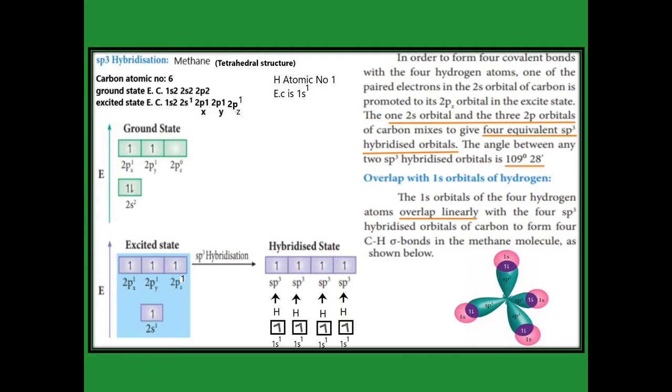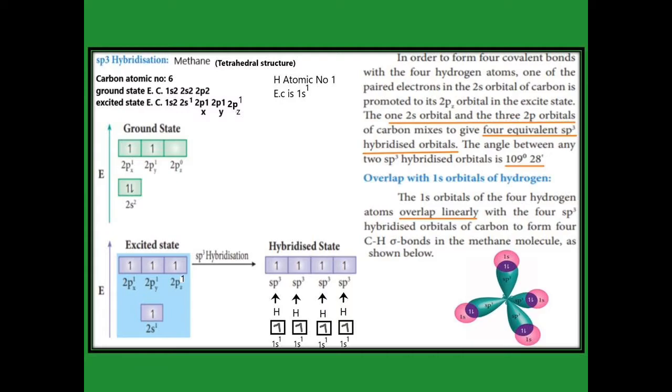And in the excited state, which electron will go to the 2p orbital? The 2s orbital electron goes to the 2pz orbital. Now see the green color box, it is the ground state of carbon. The valence electrons are 2s2, 2px1 and 2py1. Now the 2s electron goes to the 2pz orbital.